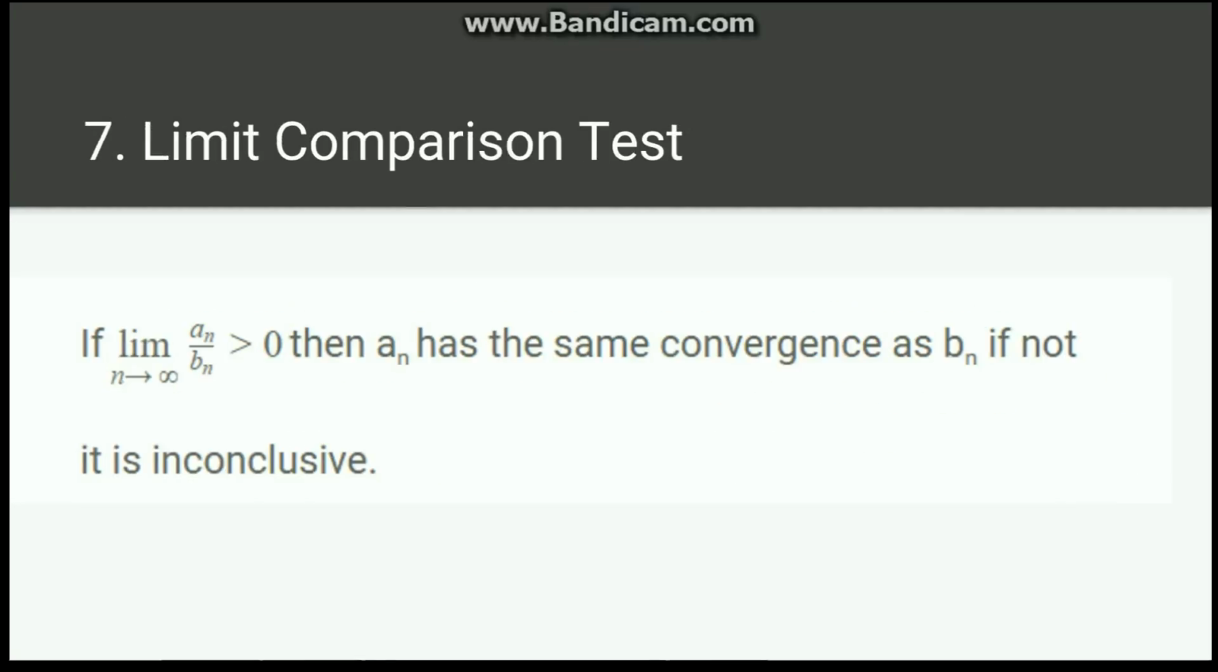Okay guys, for the 7th test, we have the limit comparison test. If the limit as n goes to infinity of a sub n over b sub n is greater than 0, then a sub n has the same convergence as b sub n. If not, it is inconclusive.